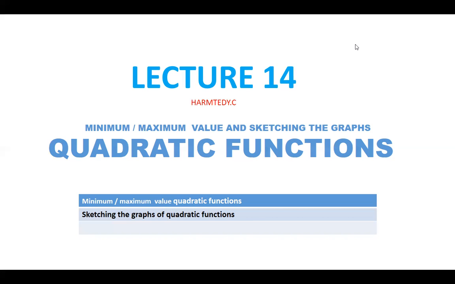You also have to make sure that at least you know how to complete the square of any given quadratic equation. And apart from that, if you don't know how to complete the square of quadratic equations, I'll show you another simple method you can use to sketch quadratic equations even without completing the square. All right, so let's quickly begin.